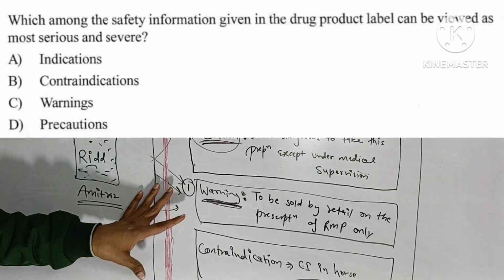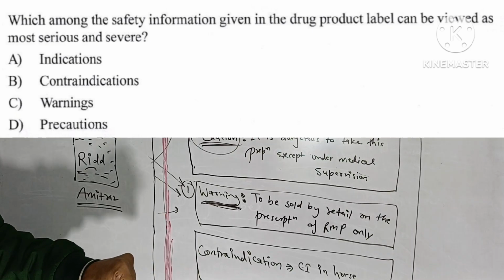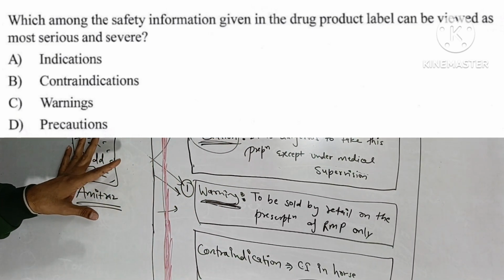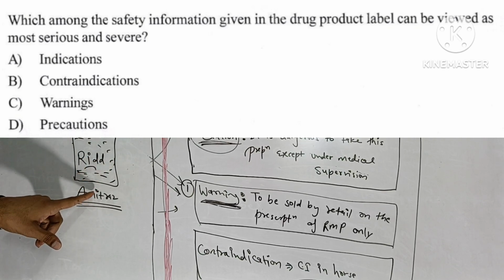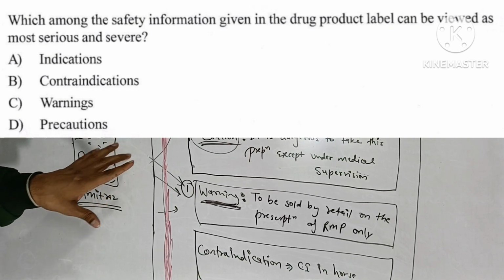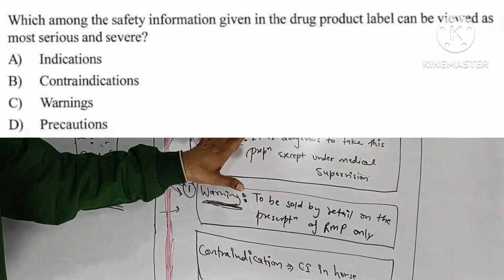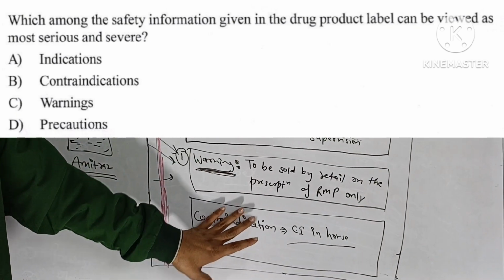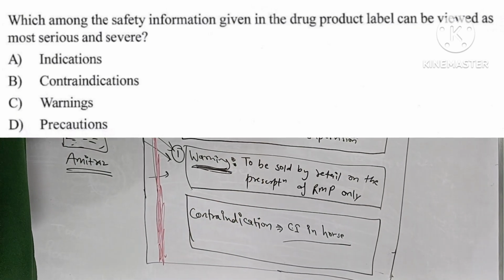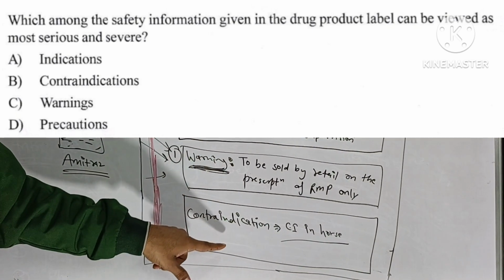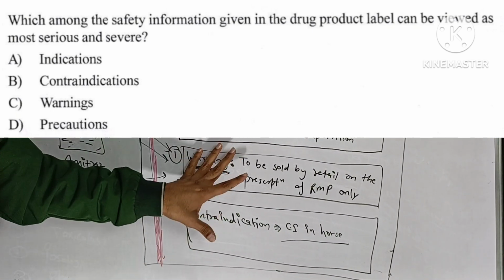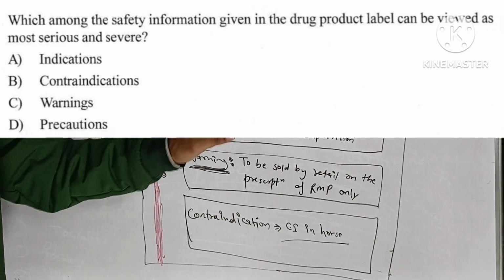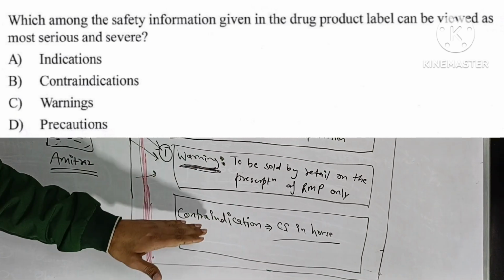Next MCQ is also related with the drug label. On this label, for example, this is Read, and the composition of Read, as you know, is amitraz. On the drug label, precaution, caution, warning and contraindication are written, and they are asking which of the following is most serious and most severe. First is the precaution, for example, keep away from the reach of children, then caution, warning and contraindication.